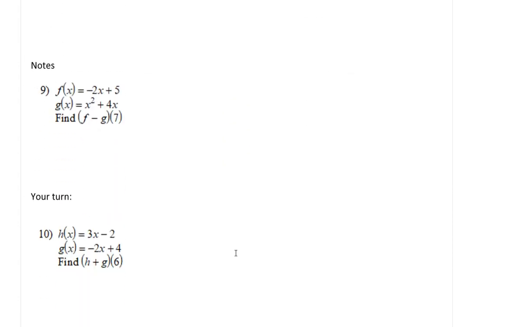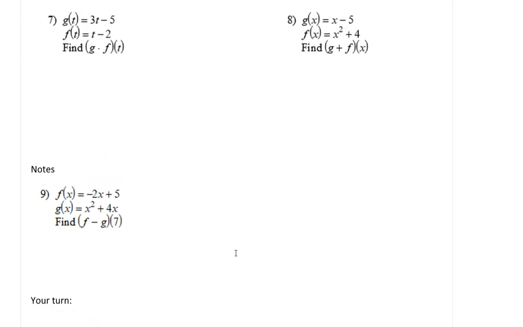I'm going to move on down to notes. Now in the notes, number 9. The difference between number 9 and the one we did before is we're actually plugging a number in. Notice that it's f minus g of 7. We're plugging in 7. So to do that, we're going to plug 7 into this function, which would be minus 2 times 7 plus 5. So that's going to be negative 14 plus 5, which is going to be negative 9.